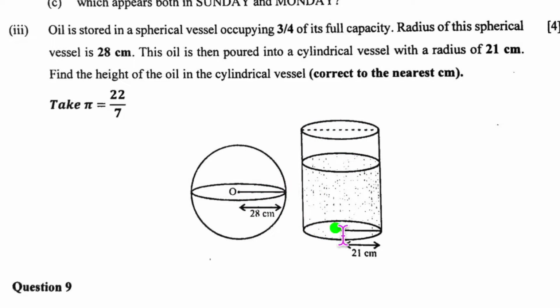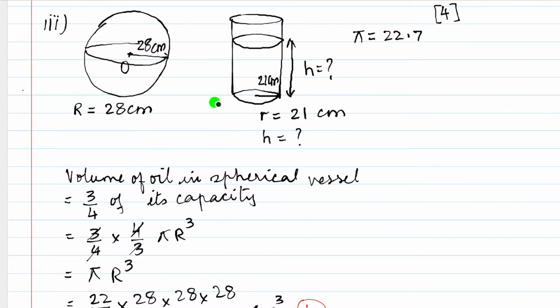This is poured into the cylindrical vessel and we have been given only the radius of it. We have to find the height. So let us see how we are going to write the answer. We will show this for our own reference.